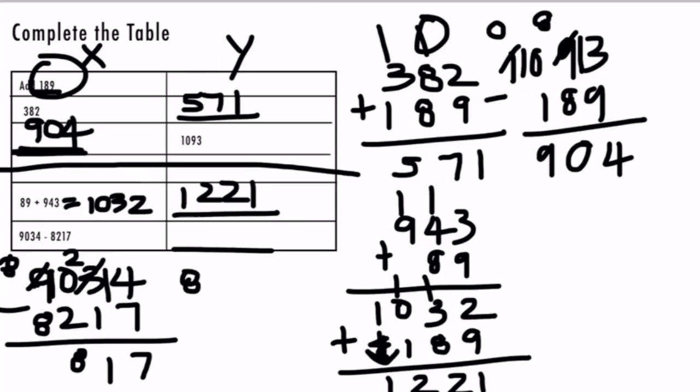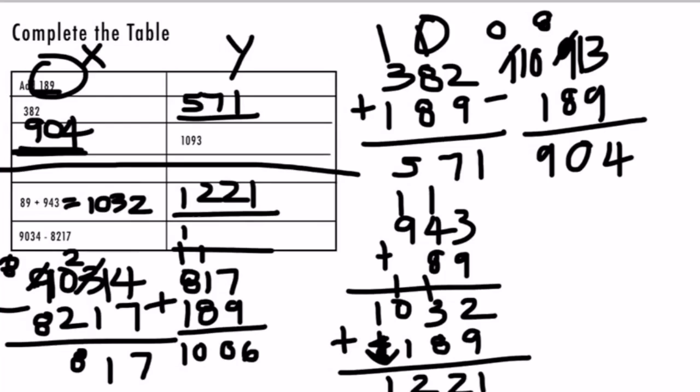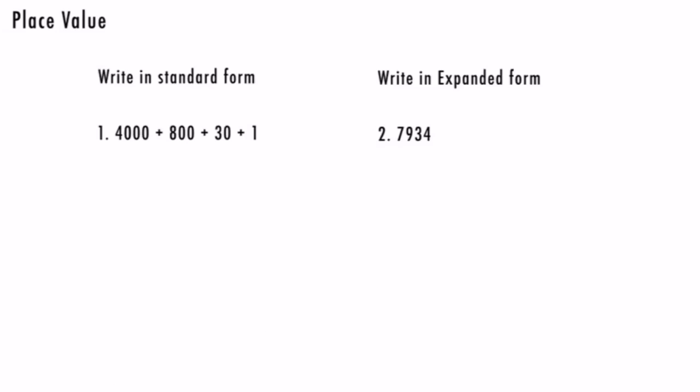So 817 plus 189 becomes 7 plus 9 is 16. 8 plus 1 plus 1 is 10. We put our 1 on top, and 8 plus 1 is 10. So our final answer for our last part of the table is 1,006.